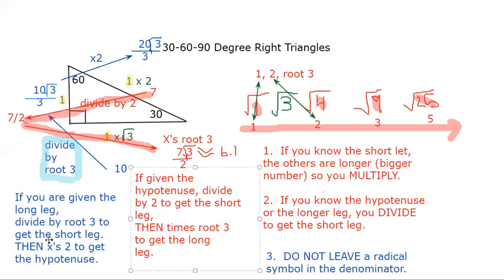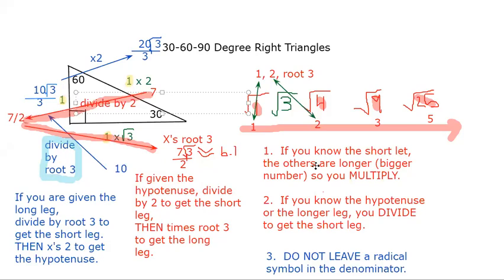So follow the blue arrows for the blue rule and the red arrows for the red rule. And remember that original pattern in the green, the short leg is 1. You multiply the short leg times 2 to get the hypotenuse. And you multiply the short leg times √3 to get the long leg.